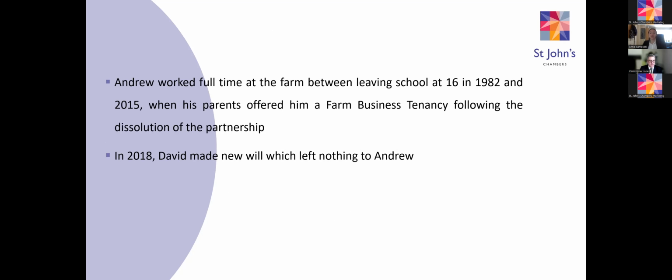From 1982, when he left school aged 16, until 2015, when the family fell out, the partnership was dissolved and Andrew was offered instead a farm business tenancy. Andrew had worked full-time at the farm for more than 30 years. Following that falling out, David's assurances were finally reneged upon when, in 2018, he made a new will, leaving nothing to Andrew.